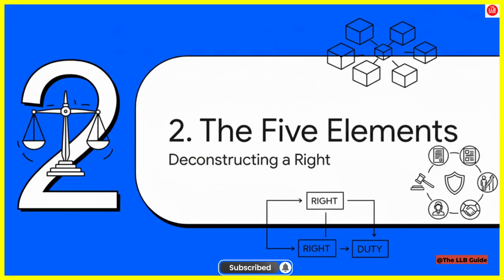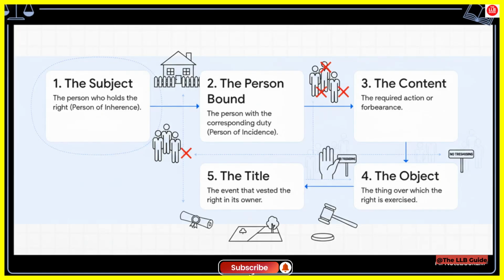Okay, so now that we've got our foundational definitions locked in, let's break a right down into its component parts. According to Salmond, every single legal right can be pulled apart into 5 essential elements. And trust me, understanding these is absolutely key for a deep analysis. So let's make this real with an example. Imagine you purchase a piece of land.